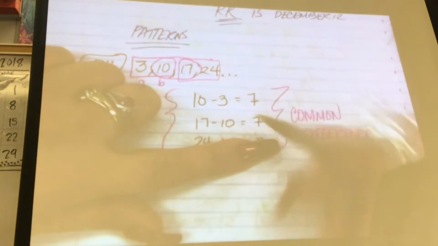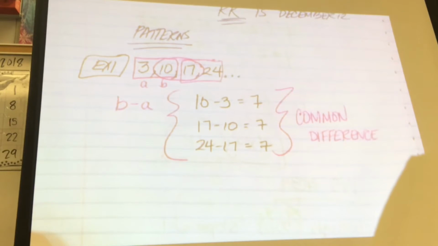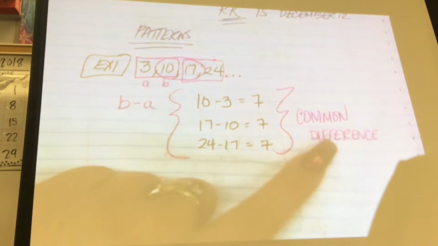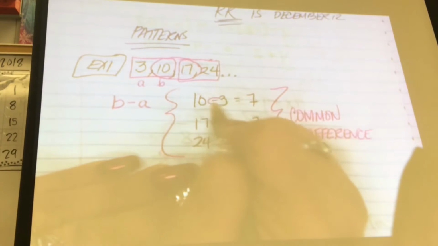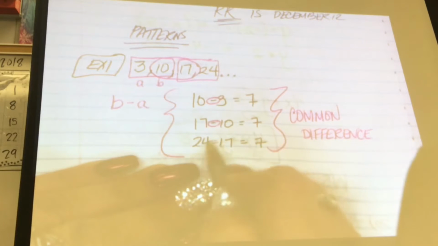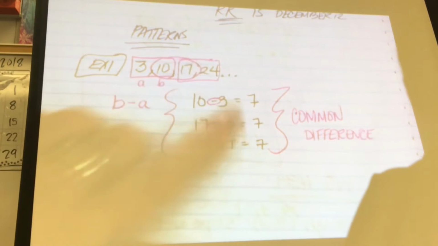Not just the first two. Not just the last two. All of them have to be common. Camden, what's the difference? Yeah, the amount of space between two numbers. The difference is when you subtract between the two numbers. So when you subtract, you better get the same number.